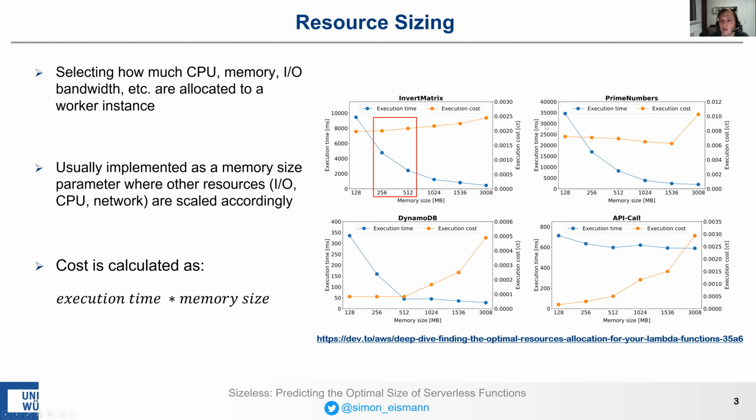For the prime numbers example, the execution time looks similar. However, since we have a superlinear speedup here, we actually have a cheaper execution cost at 1.5 gigabytes. So this would, for example, be my preferred memory size for this function. When we look at the DynamoDB function, we can see that the execution time decreases pretty much linearly until 512 megabytes, where further increasing the memory does not help. So I would select the 512 megabyte configuration here.